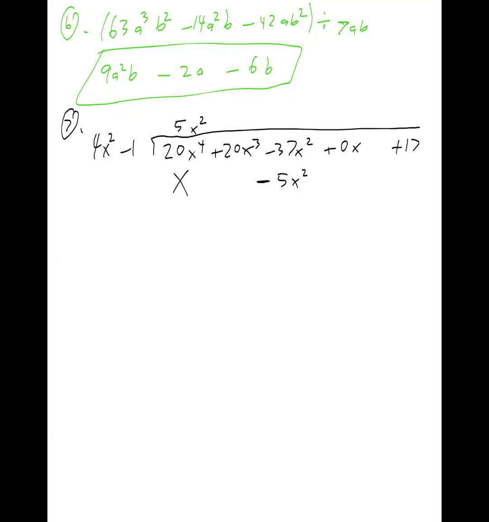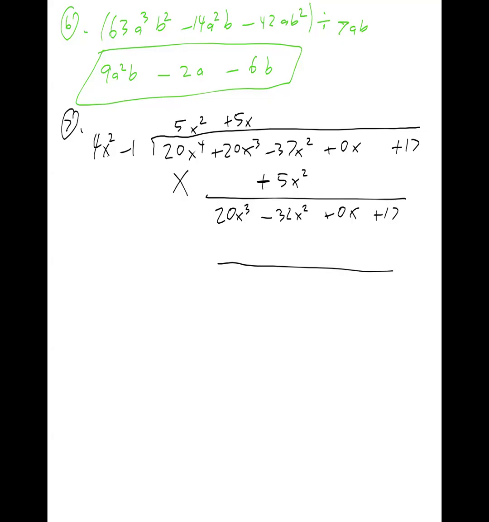So the negative 5x squared goes there. Now we're going to switch signs and add everything up. So switch that negative sign to a positive, then bring down the 20x to the third, and then you have a negative 32x squared plus 0x plus 17. Now we're going to divide again. So divide the 4 into the 20 and you get positive 5. Divide the x squared into the x cubed and you get x.